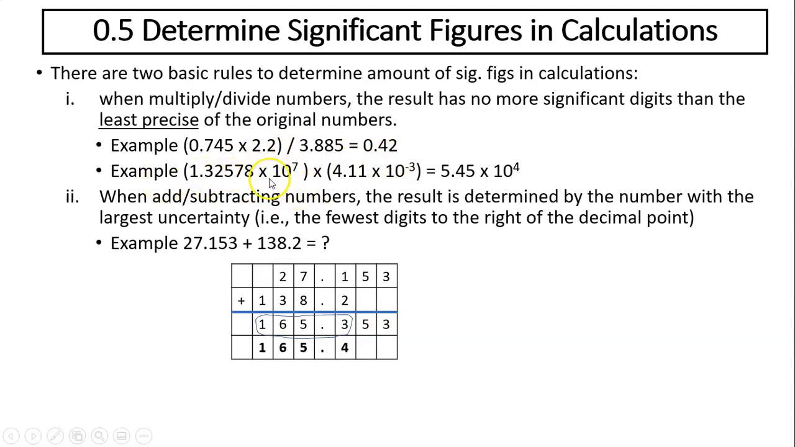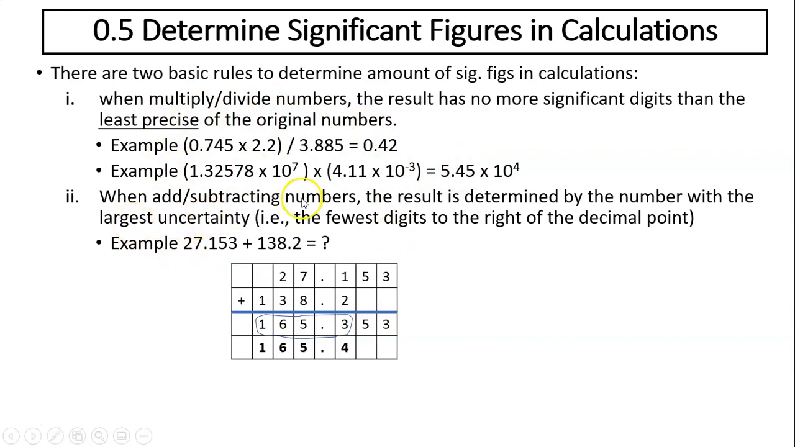Take a look at the next one. There are two numbers. The first number has 1, 2, 3, 4, 5, 6 significant figures. These are all non-zeros. All of them are significant. The second number has 3 significant figures. So which one has the least? The second number has 3, so your answer should only have 3 significant figures. This is for multiplying and dividing.